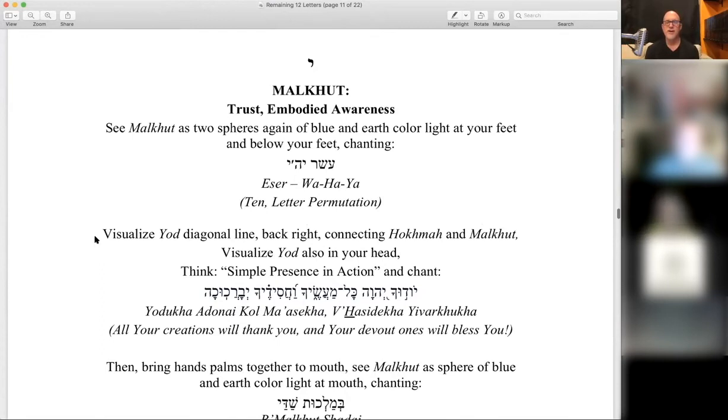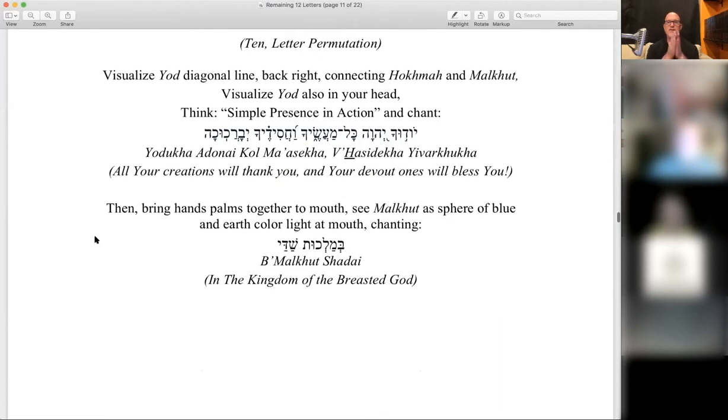Yoducha Adonai kol ma'asecha v'chasidecha yivachucha. Bringing hands, palms together once again to your mouth, seeing the third Malchut at your mouth. B'Malchut, B'Malchut Shaddai.